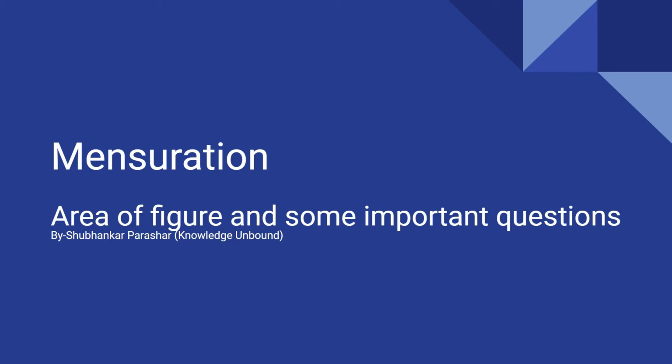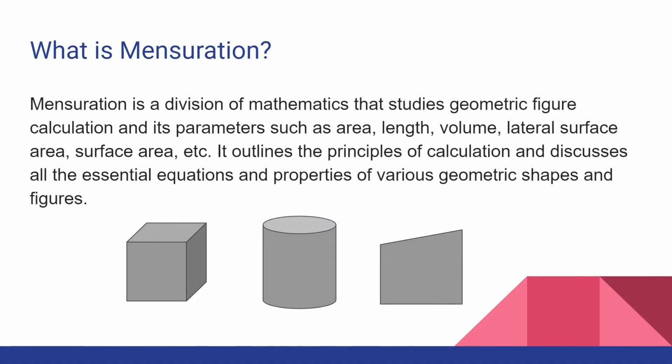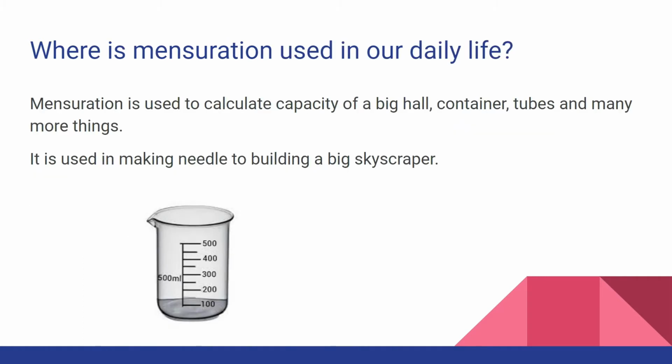Firstly, what actually is mensuration? Mensuration is a division of mathematics that studies geometric figures, calculations and its parameters such as area, length, volume, lateral surface area, etc. It outlines the principle of calculation and discusses all the essential equations and properties of various geometric shapes and figures. You might be wondering, why is there a need to study mensuration?